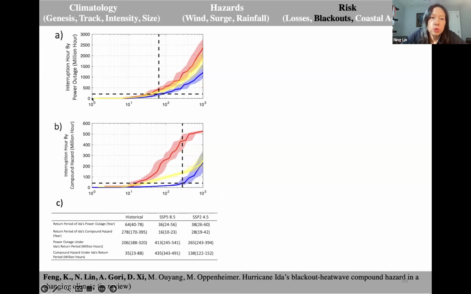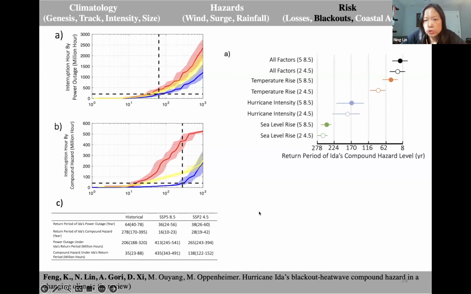And then here we can show what is the interruption hour by power outage as a function of return period, or interruption hour by compound hazards, meaning no power but heat wave, as a function of return period. And here the dashed line shows the level for Hurricane Ida. So for Hurricane Ida, for the compound hazards, this picture shows better.